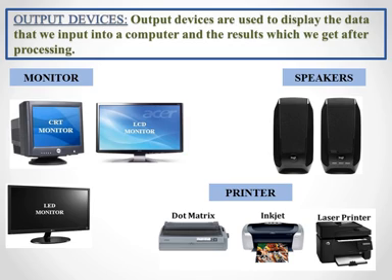The next one, we come to the printer. What is a printer? All the information we have stored, we want to see on paper, and the device which gives out the information is called a printer. There are three types of printer, which are dot matrix, inkjet and laser.